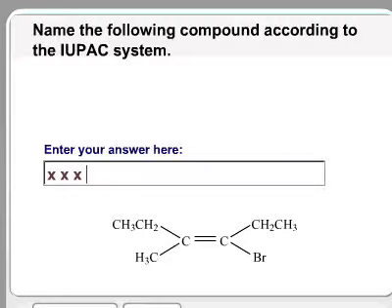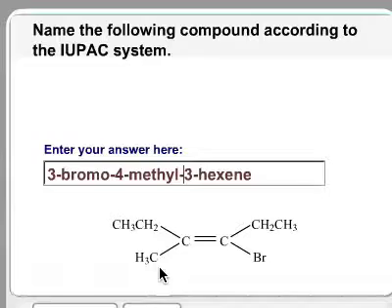After I get rid of all my little marks from drawing. And on which carbon is the double bond? 1, 2, 3. Doesn't matter which way I start. It's going to be 3-hexene. But before the 3-hexene, I have to put in the substituents. I've got a bromo and a methyl. So the bromo comes first. 1, 2, 3. 3 bromo. 4 methyl.